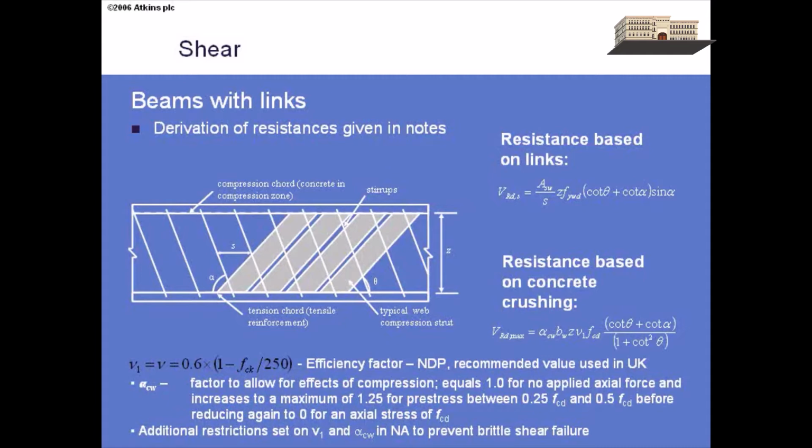So for other sections, you can maybe come up with an optimum whereby you get both failing at the same time. But in general, VRD max is not critical, and then you're best off going for a flat truss angle and minimising the number of links.